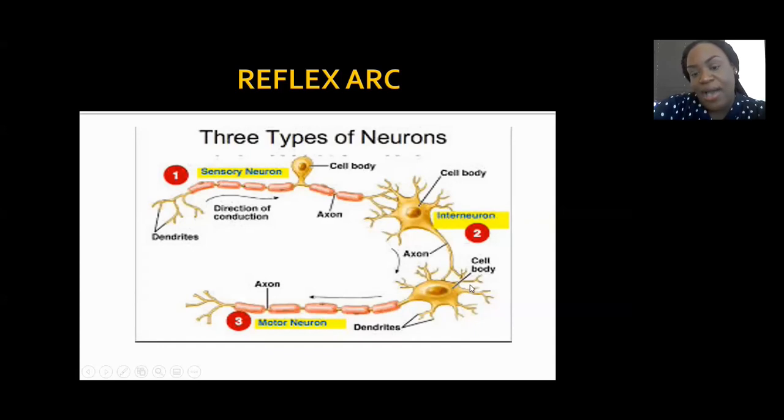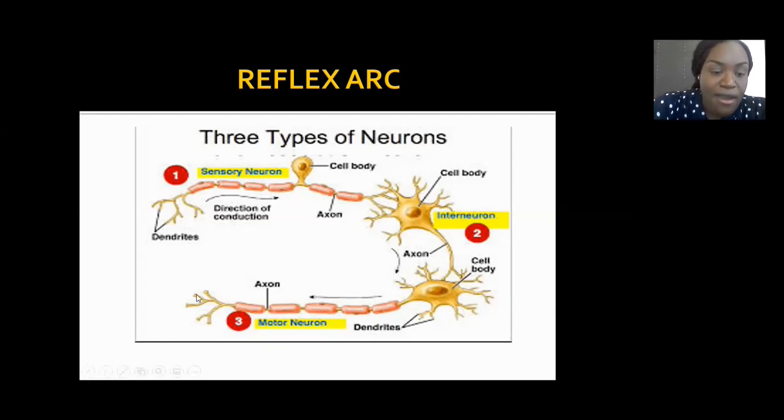Notice how the structure of the motor neuron is different from your sensory neuron. Look at the location of your cell body. In the motor neuron, it is found at the very end of the cell. And of course, the dendrites are going to attach to the axon terminals of the interneuron. Then the conduction of the impulse continues to flow down the axon until it gets to the axon terminal of this neuron.